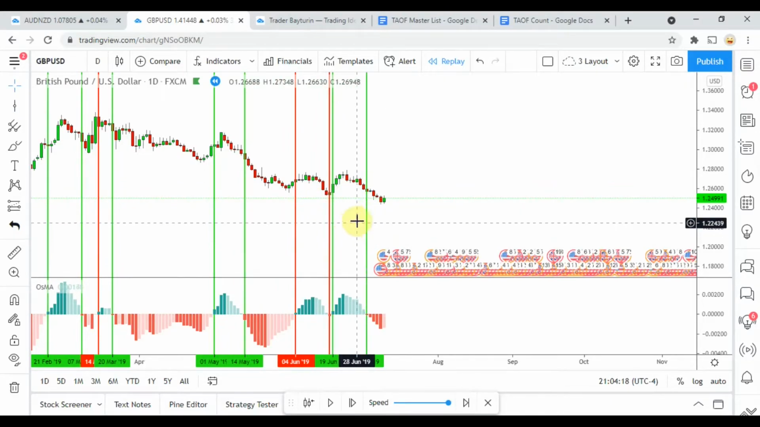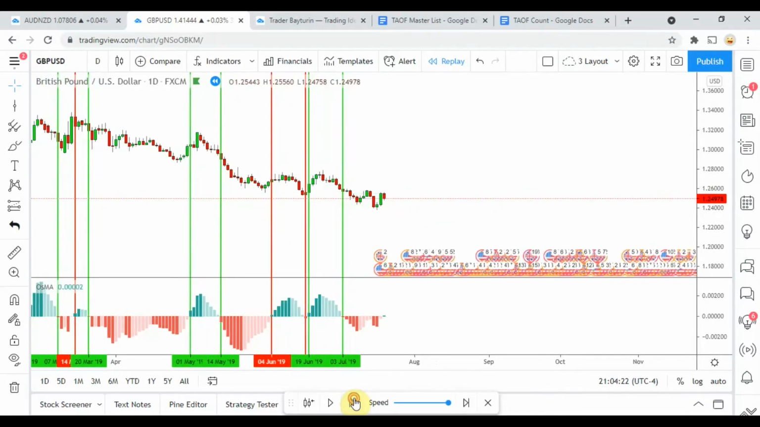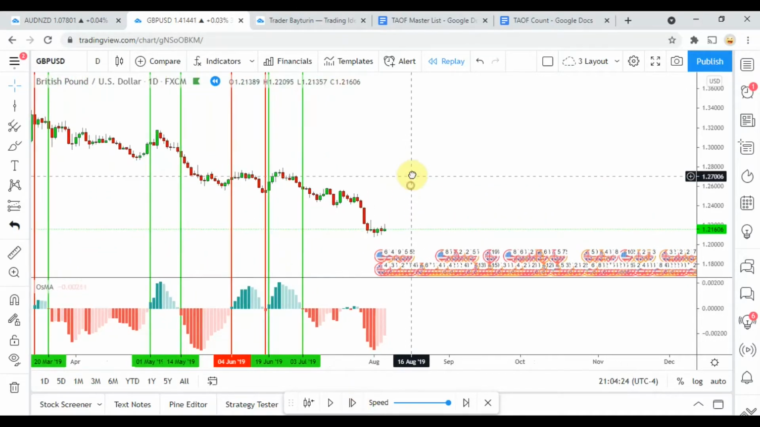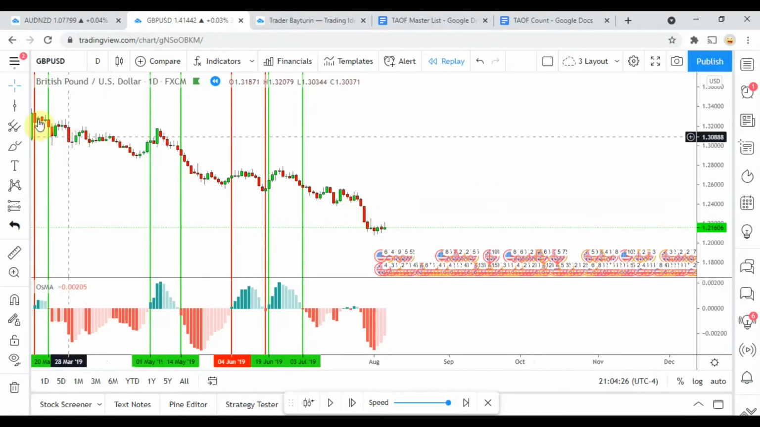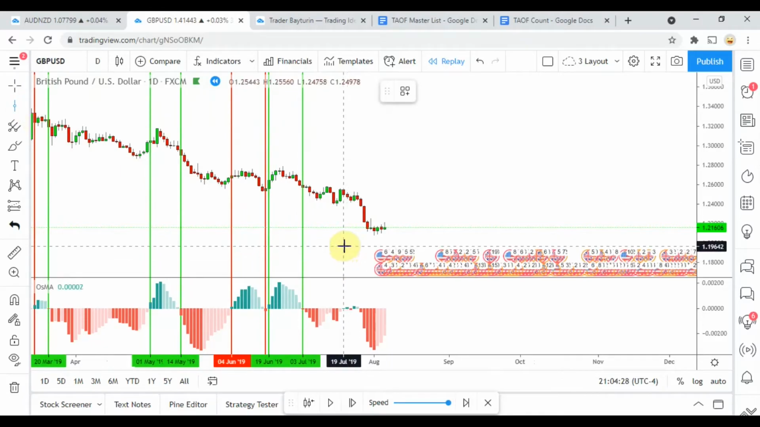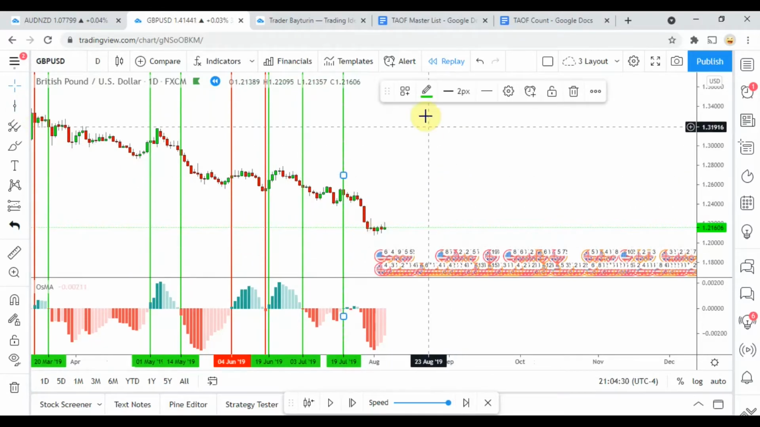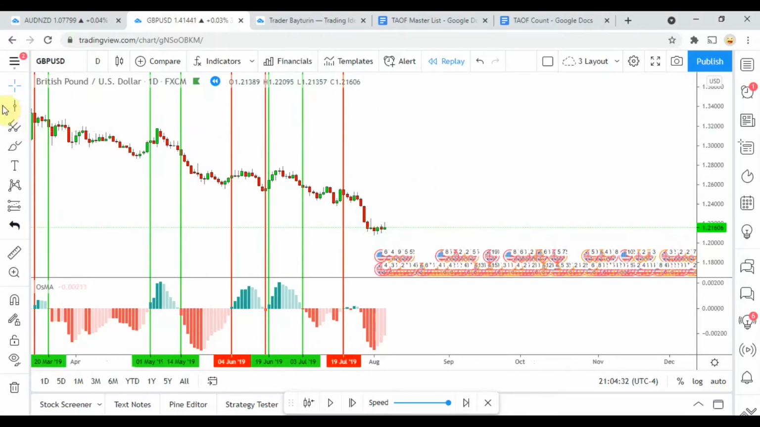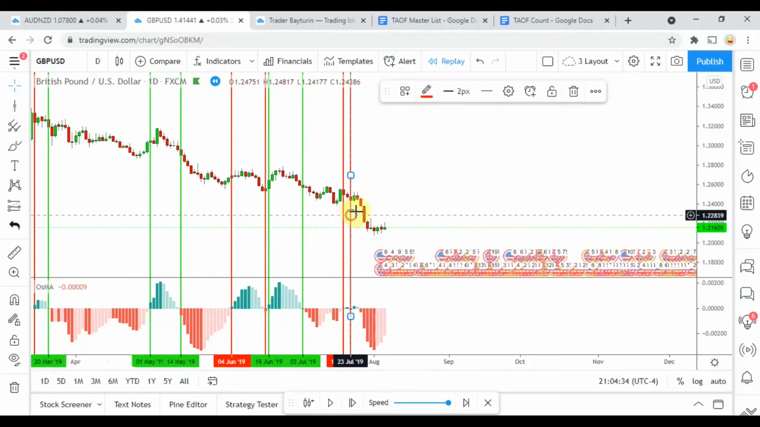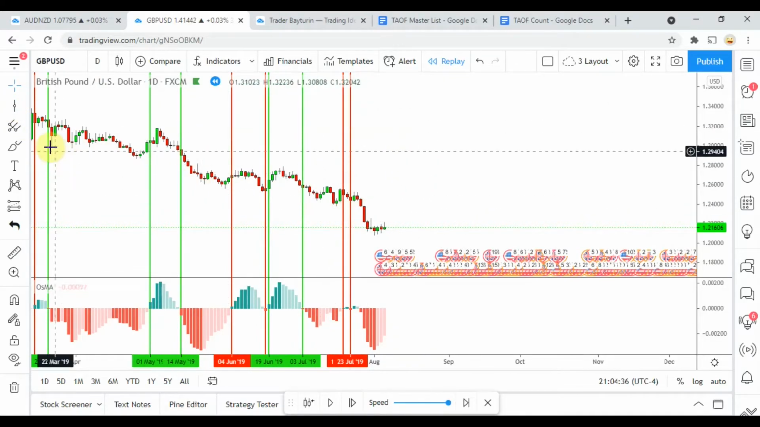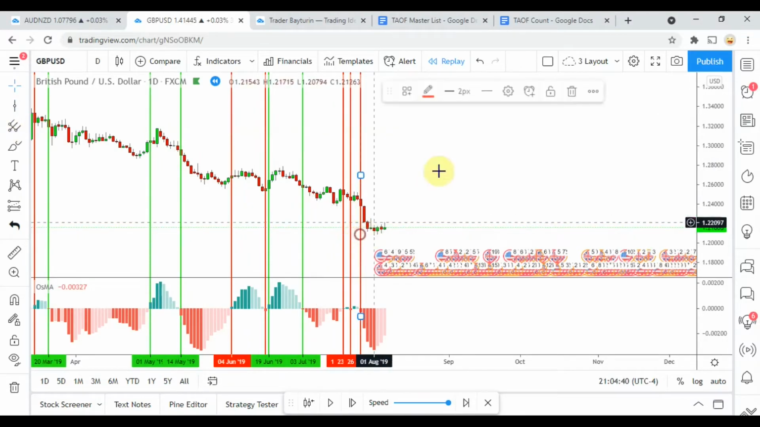Right there, we pick up a short. That one also getting us to take profit. So it looks like when we hit some consolidation though, like right in this area, that seems to be the weak point where we start picking up a few losing trades.